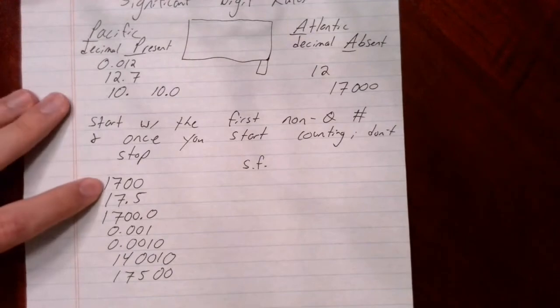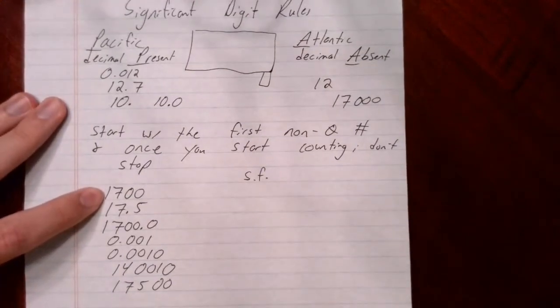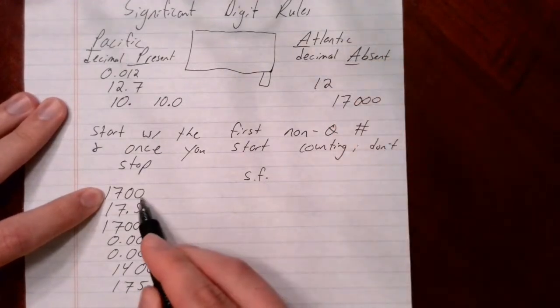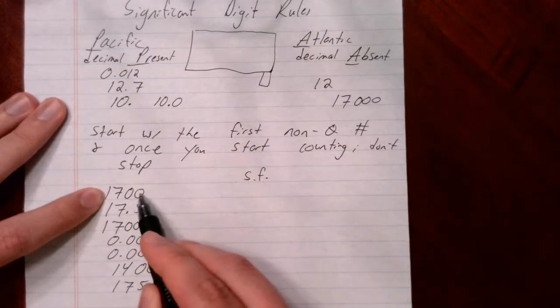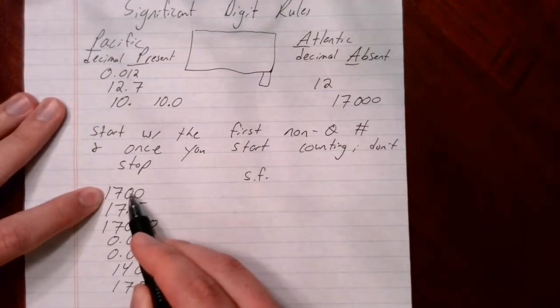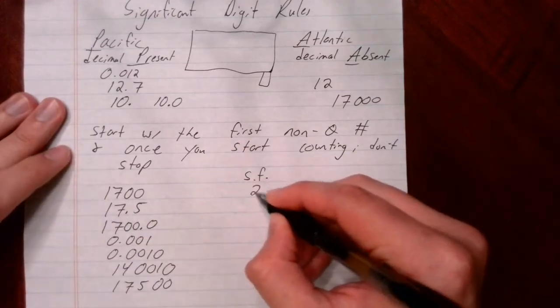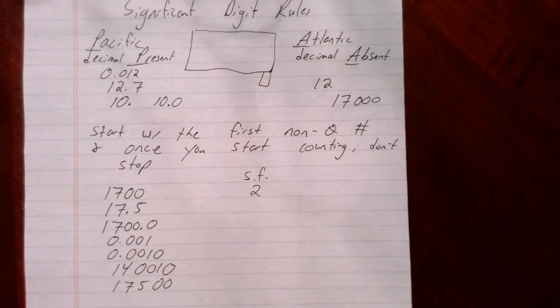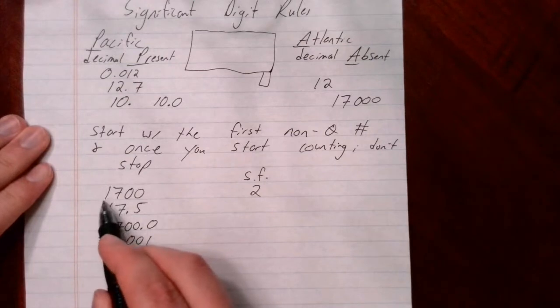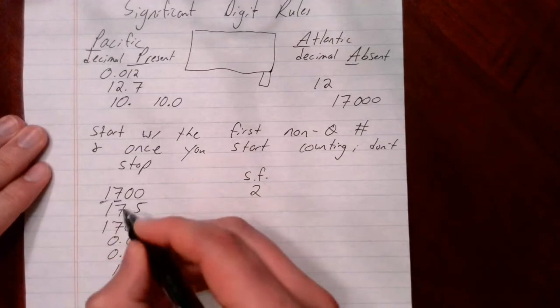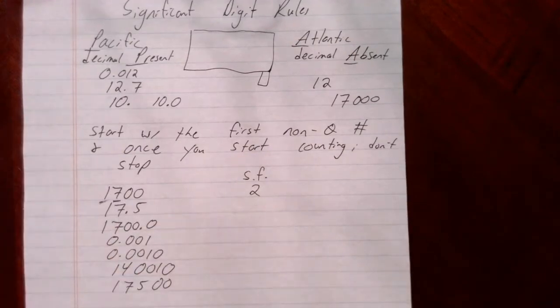We'll start off with 1700. Ask yourself, is the decimal absent or present? Here it's obviously absent. So absent, start on the right side. I start on the right, I don't start with 0. I keep going, I don't start with 0. I hit 7, I start. So there are 1, 2. There are 2 significant digits. If I look at this number, what this tells me is that I'm sure about the thousands place. I know that's accurate. And I'm estimating the hundreds place.